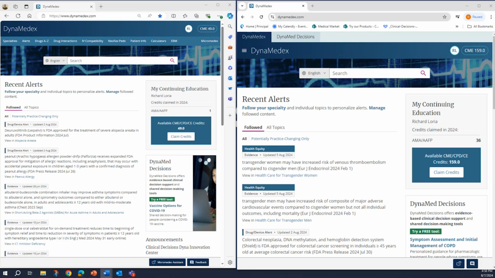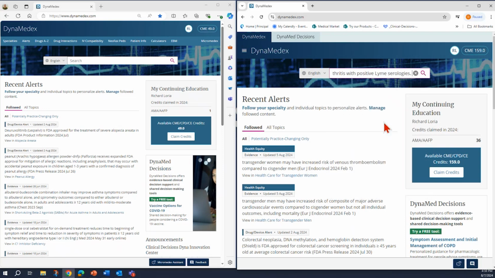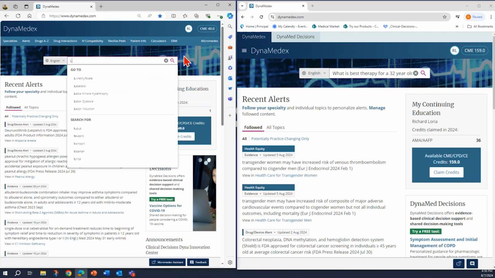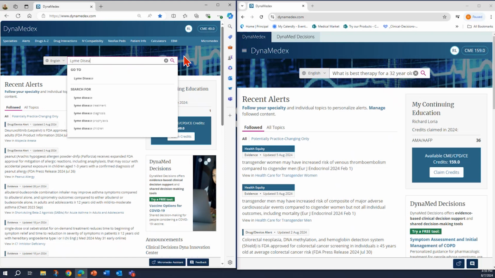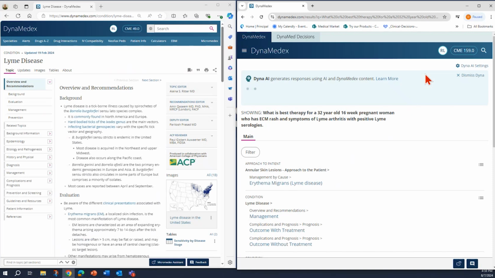The second question we're going to ask involves a pregnant patient with Lyme disease. What is the best therapy for a 32-year-old, 16-week pregnant woman who has erythema chronicum migrans rash and symptoms of Lyme arthritis with positive Lyme serologies? So we're going to be looking at Lyme disease in a conventional search here on the left. Let's go ahead and look at Lyme, and let's ask the question of Dyna AI on the right.